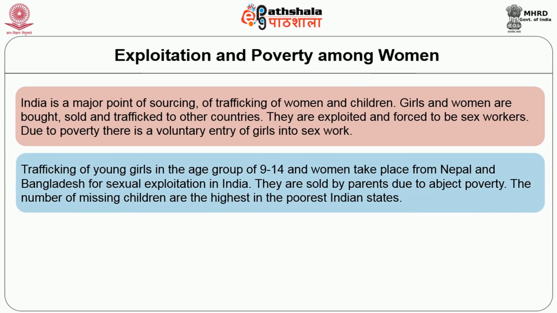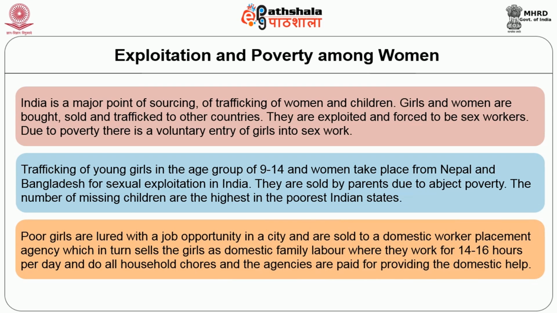Trafficking of young girls in the age group 9 to 14 and women take place from Nepal and Bangladesh for sexual exploitation in India. They are sold by parents due to abject poverty. The number of missing children are the highest in the poorest Indian states.